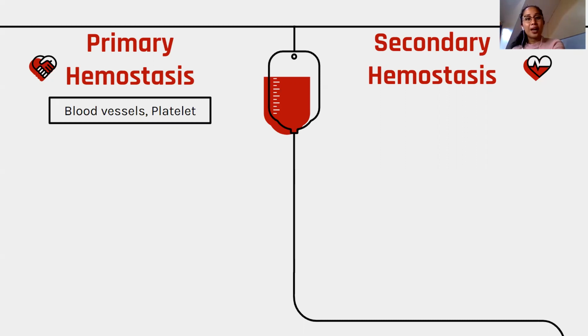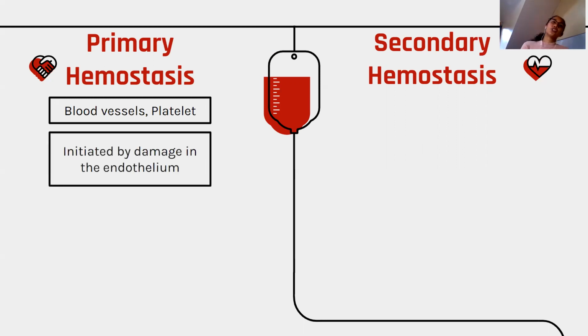So class, if there's something wrong with the blood vessels, if they are weak, or in the process of aging, or there's allergy, it would affect the primary hemostasis. And if there's something wrong with the quantity of platelets, masyadong marami, masyadong konti, or its function, tignan natin yung function ng platelet mamaya, that's a problem of primary hemostasis.